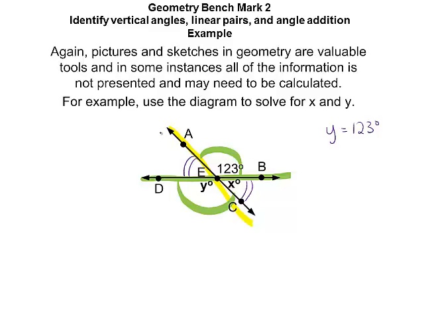Now to find x, if I look, it's making a straight line. So x and 123 together make a linear pair, so that means they're going to add up to 180. Does that make sense so far? So x is going to be 180 minus 123. So that's 60 minus 3, so 57 degrees.